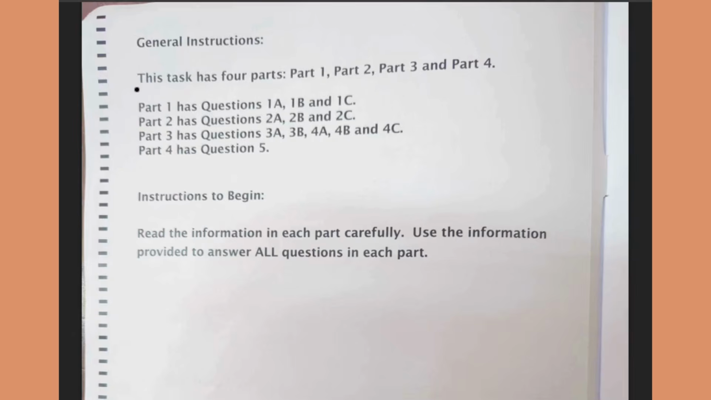Let us begin. General instructions. This task has four parts: part 1, part 2, part 3, and part 4. Part 1 has questions 1A, 1B, and 1C. Part 2 has questions 2A, 2B, and 2C. Part 3 has questions 3A, 3B, 4A, 4B, and 4C. Part 4 has question 5. Instructions to begin. Read the information in each part carefully. Use the information provided to answer all questions in each part.